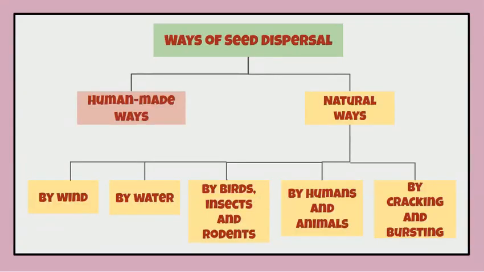Seeds are dispersed in different ways, but broadly we have categorized them into human made ways and natural ways. The natural ways are further divided into five main categories. That is, seeds can be dispersed by wind, by water, by birds, insects, and rodents like rats, squirrels, etc., or by human beings and animals. And lastly, seeds can be expelled out by cracking and bursting.